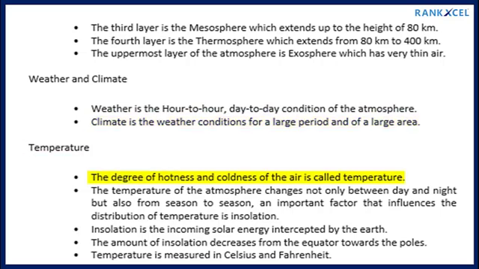Temperature. The degree of hotness and coldness of the air is called temperature. The temperature of the atmosphere changes not only between day and night but also from season to season. An important factor that influences the distribution of temperature is insolation. Insolation is the incoming solar energy intercepted by the Earth. The amount of insolation decreases from the equator towards the poles. Temperature is measured in Celsius and Fahrenheit.